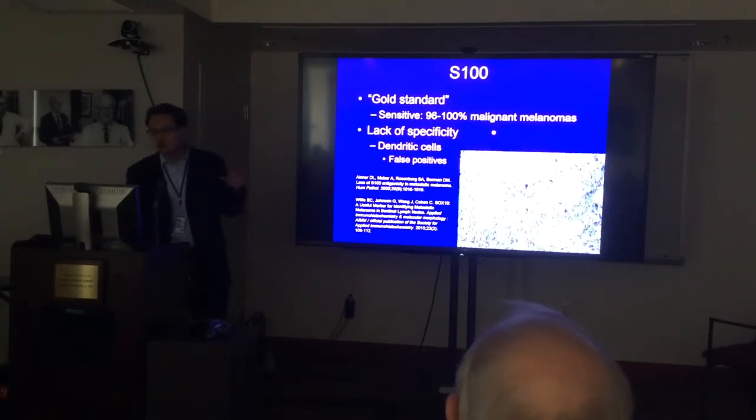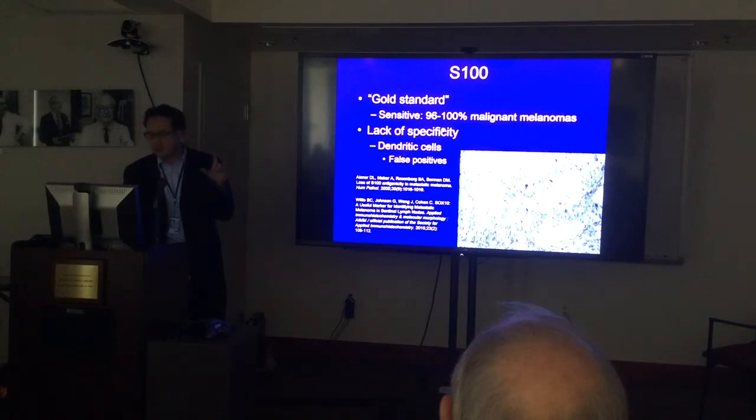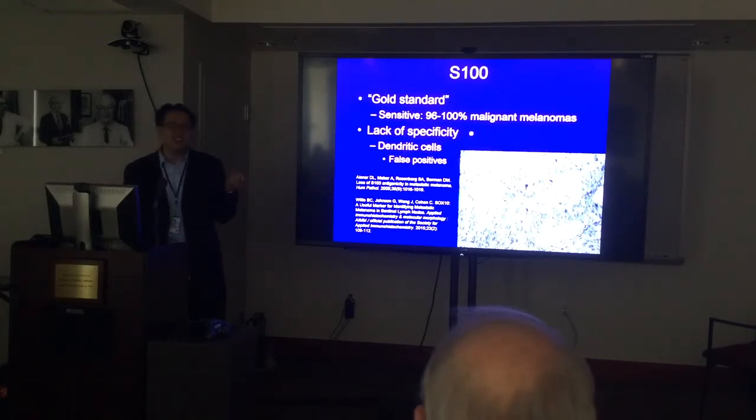Historically, S100 was one of the first immunohistochemical markers for the diagnosis of choroidal melanomas. The reason it was the gold standard was that it was very sensitive, picking up anywhere between 96 and 100% of malignant melanomas. However, the main problem with S100 was a lack of specificity. Sometimes it would pick up dendritic cells, which would lead to false positives.